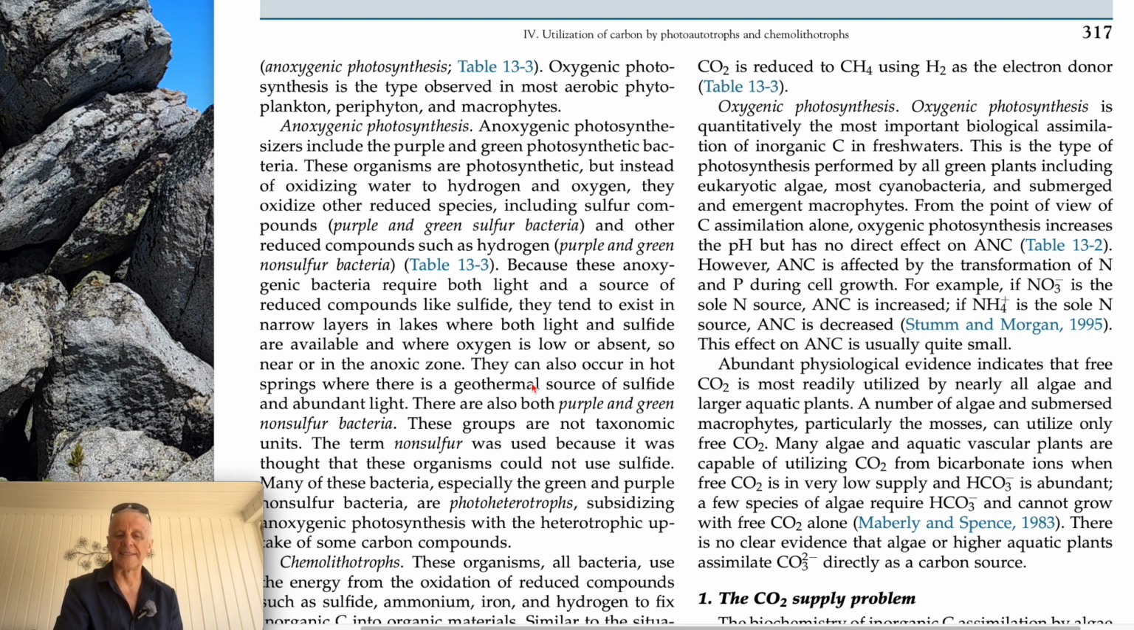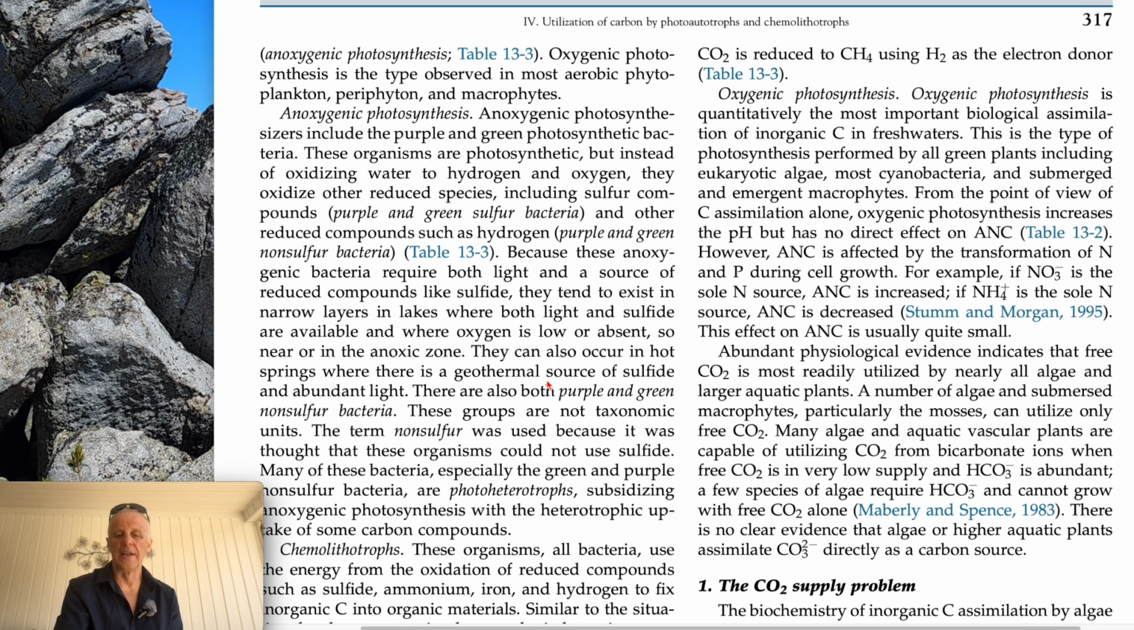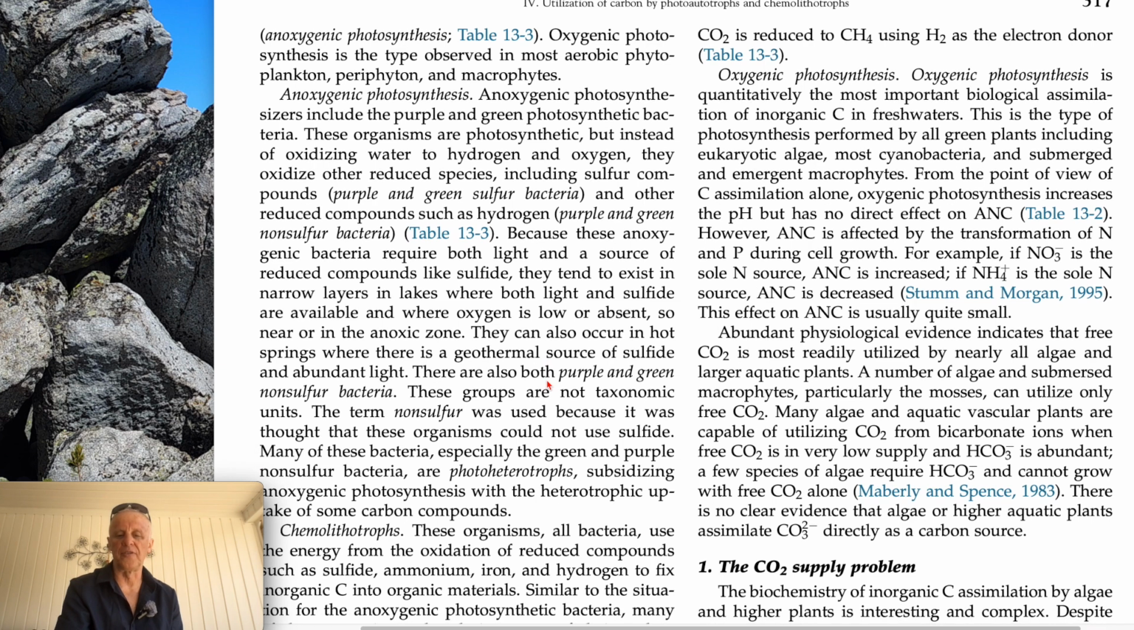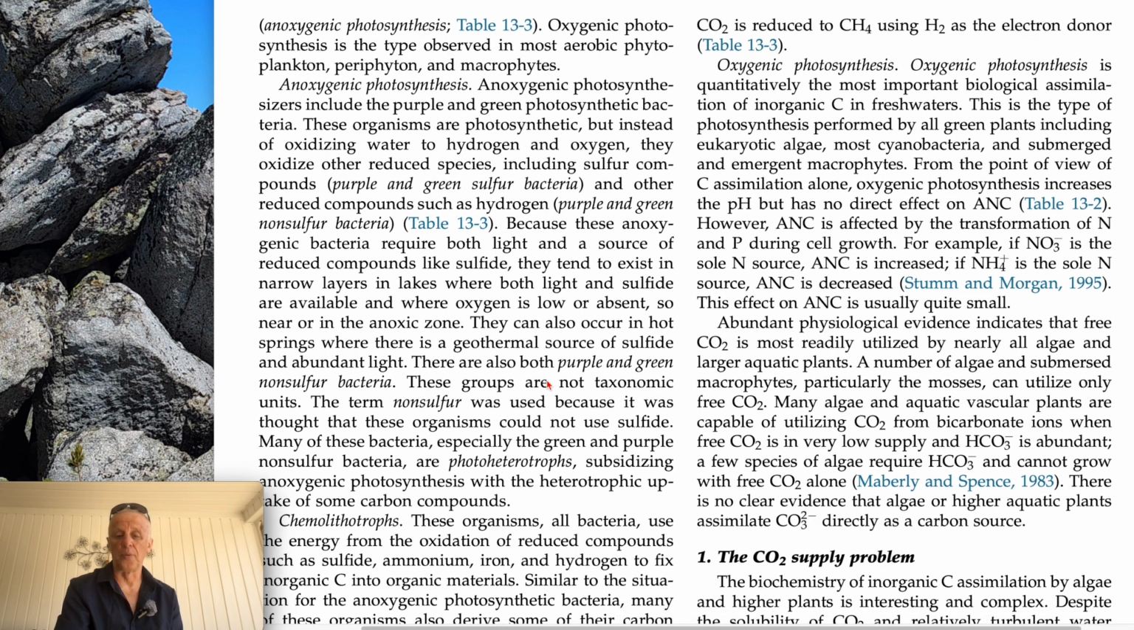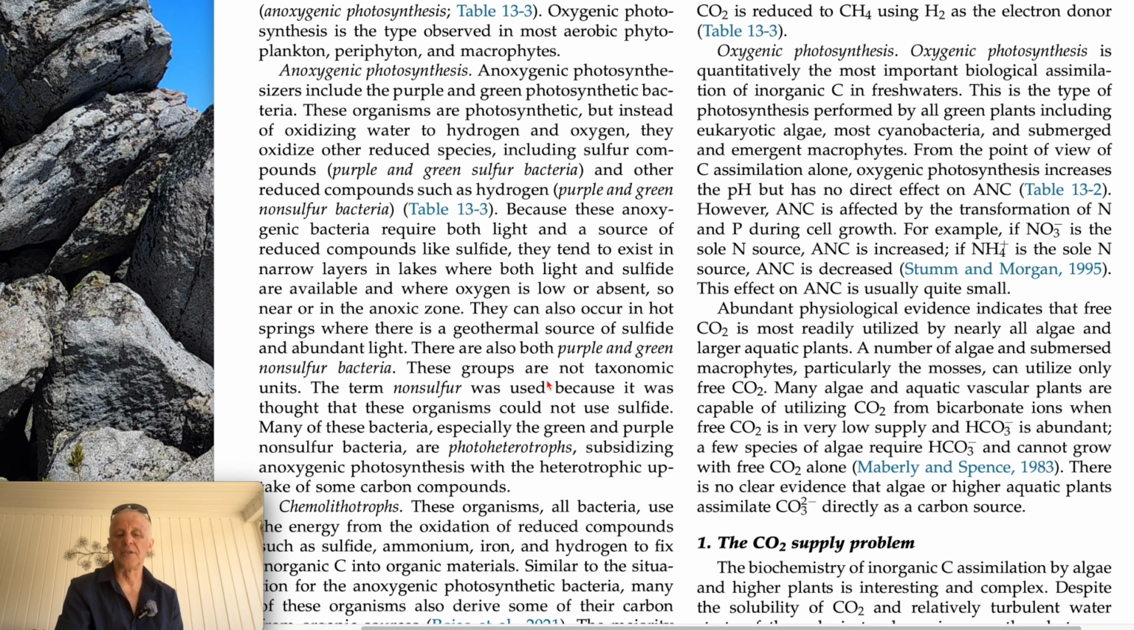They tend to exist in narrow layers in lakes where both light and sulfide are available and where oxygen is low or absent, so near or in the anoxic zone. They can also occur in hot springs where there is a geothermal source of sulfide and abundant light. There are also both purple and green non-sulfur bacteria. These groups are non-taxonomic units.